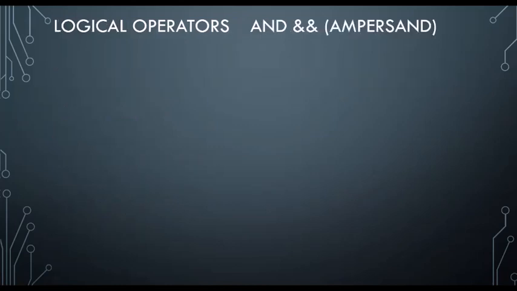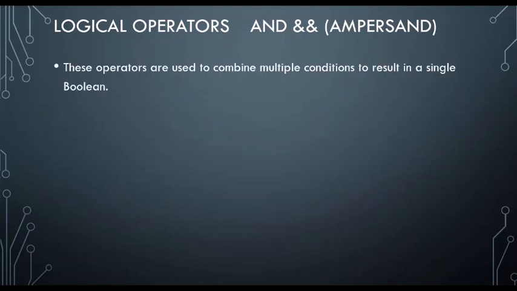The logical operators. The logical operators are three: and, or, and not. The first one is and. What is and? What are these operators? These operators are used to combine multiple conditions to result in a single Boolean value.